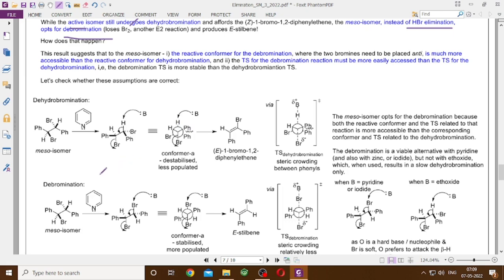Maybe when you have placed the two bromines anti to each other, because for debromination one bromine has to be anti to the other bromine, that conformer will be more populated because that will place the two phenyl groups anti to each other. So that conformer is very high in population.